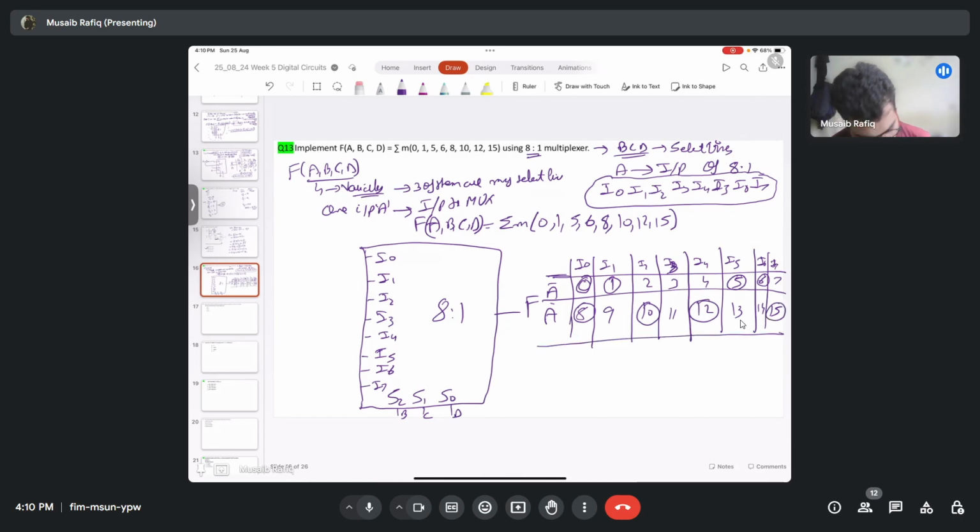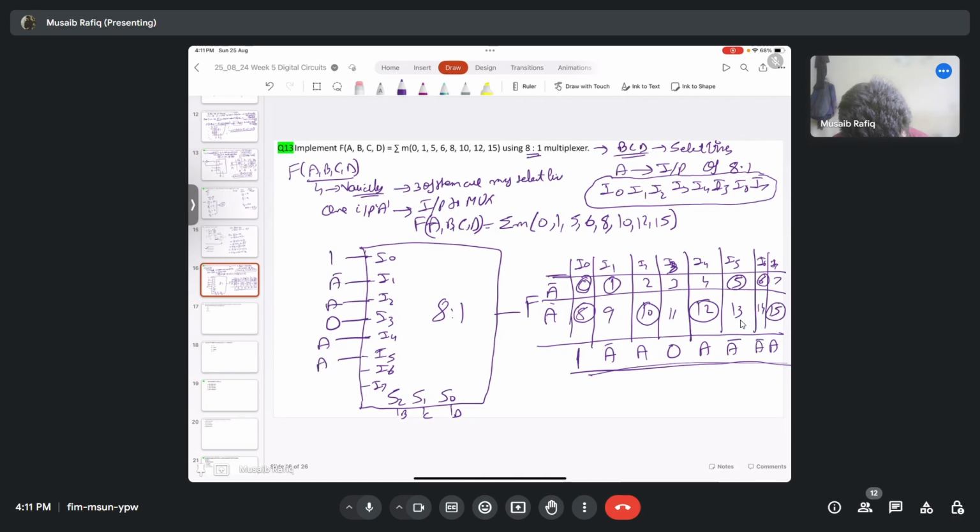Now in the I0 column, both are encircled, so I'll write 1. In the I1 column, only A bar is encircled. In I2, only A. In I3, none of them, so it will be 0. In I4, A. In I5, A bar. In I6, A bar. And in I7, A. Right? So this is my answer, as some of you have written. So this will be 1, A bar, A, 0, A, A bar, A bar, and A. So this complete thing will implement the function that was given, right?